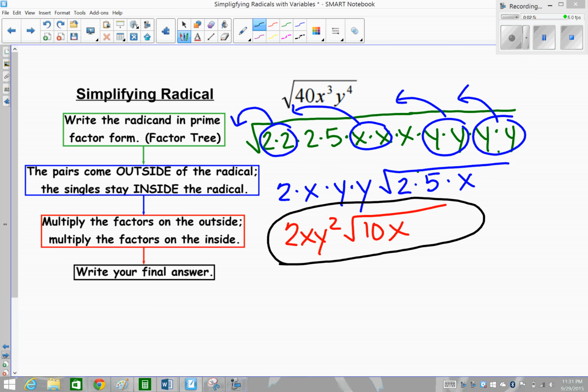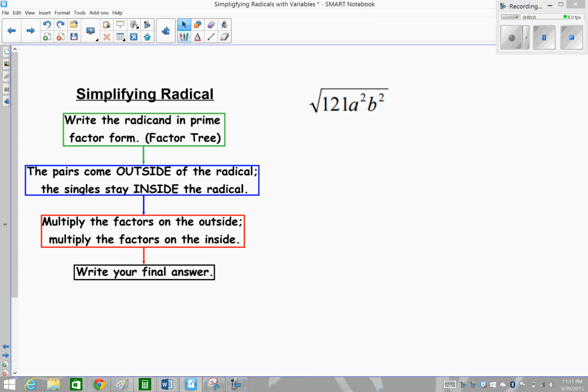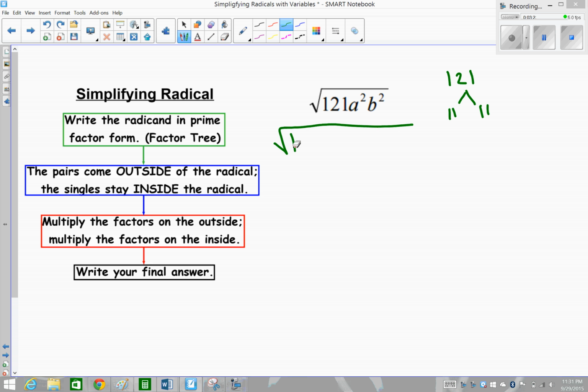Let's look at some more examples together. Again, we'll follow our process that's in our tree map. First, we're going to write the radicand in prime factor form. The radicand is the numbers underneath the radical. So I noticed that 121 is a perfect square of 11 times 11. So underneath that radical, we'll have 11 times 11. A squared is 2 a's, and b squared is 2 b's.